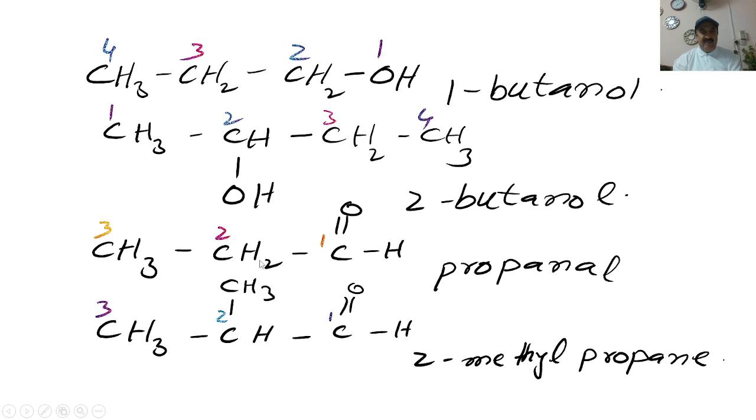Here CH3, CH2, C double bond O H. This is an aldehyde. So at carbon 1, 2, 3, we will do numbering from the carbon of the carbonyl group. So it is propanal. Here 1, 2, 3. We will do numbering from here, not from the end closest to the substituent, but from the carbon of the carbonyl group. Here we will do numbering. So it will be 2-methylpropanal.